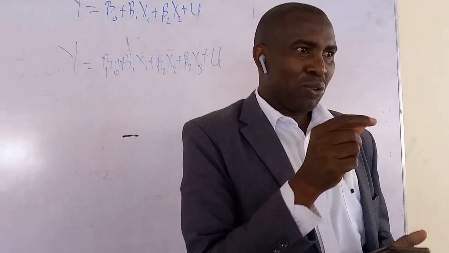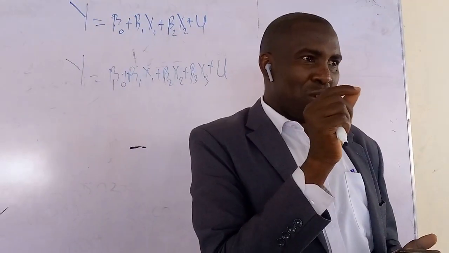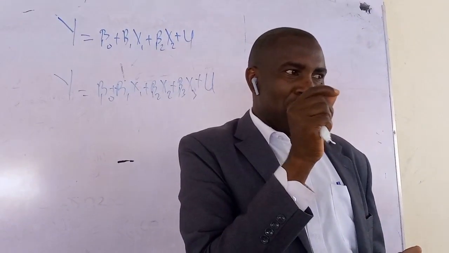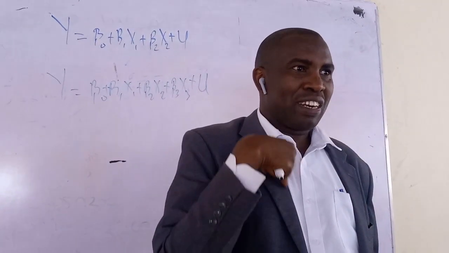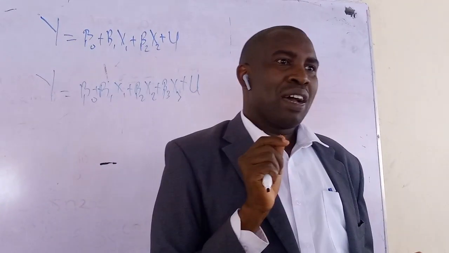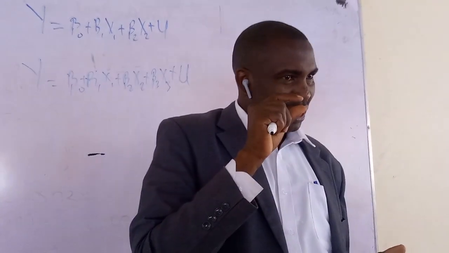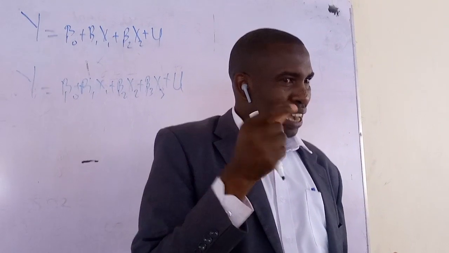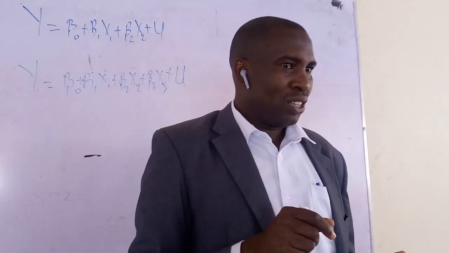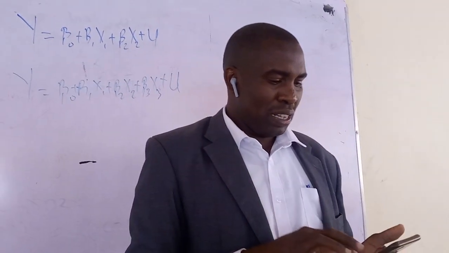So we have looked at how you can test for inclusion of an irrelevant variable. If you feel like you have included an irrelevant variable, how you can check. We have also discussed, if you feel like you have omitted a relevant variable, again how you can test it. So I hope that one is clear.